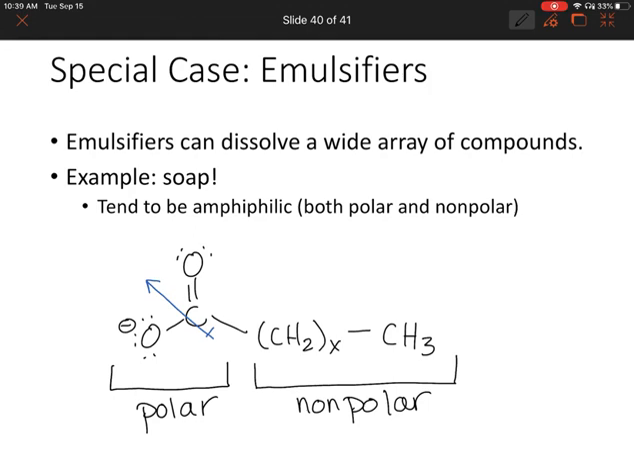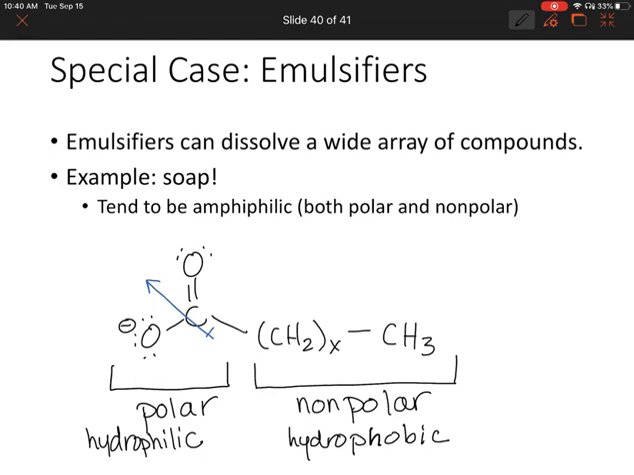So the polar end of the molecule is also known as hydrophilic. Getting tongue-tied. So the polar end of this molecule is attracted to water, or it's hydrophilic. The nonpolar end of this molecule is hydrophobic, or we could say that it's afraid of water.